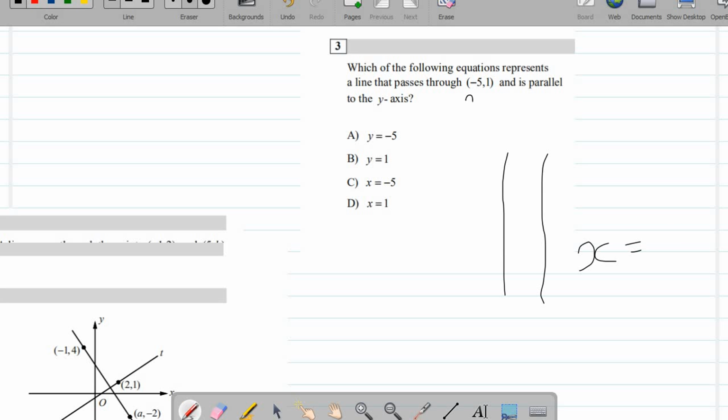So what is the value of x? This is x and this is y, so the value of x is -4, so x equal to -4, that is our answer. Alright, let's go to the next one.